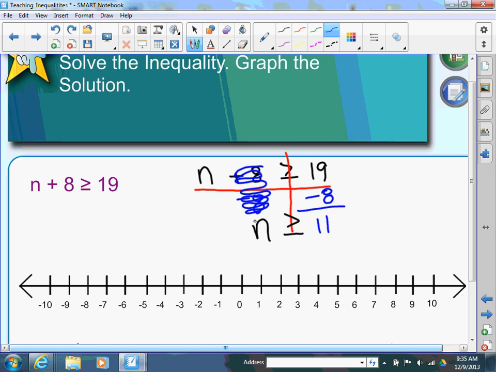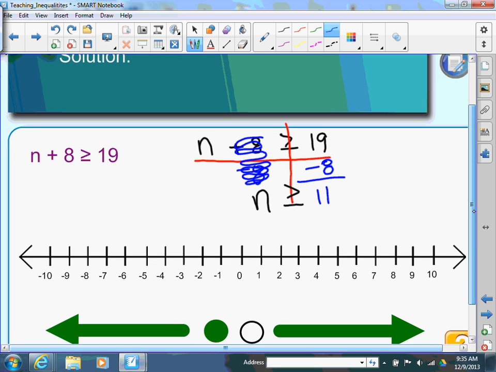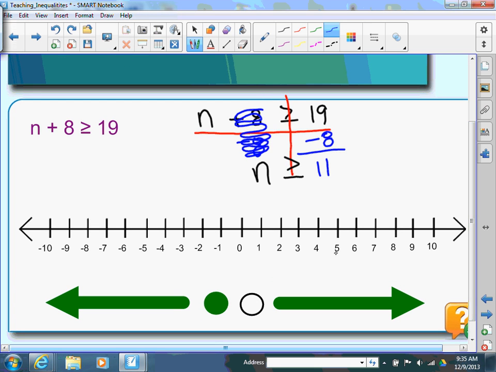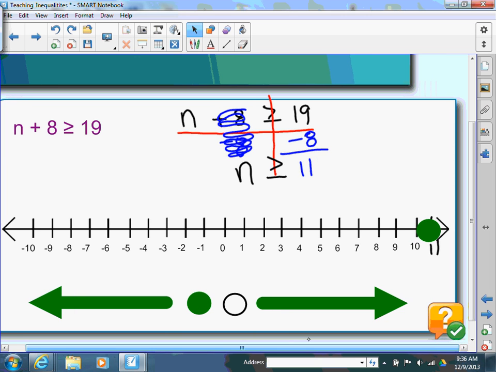Do this in your composition book. Get your composition book out, and you're doing this in your composition book. All right. If I go to shade this, where do I go to? Closed or open? It's going to be closed, right? And which way do I shade, right or left? Mm-hmm. Going to be to the right. Okay?